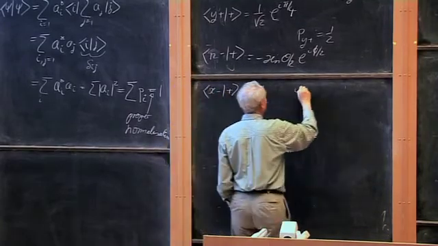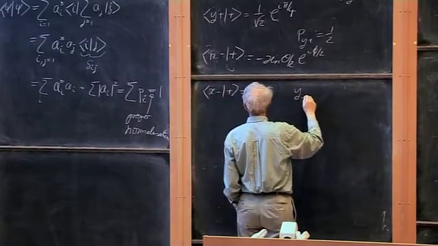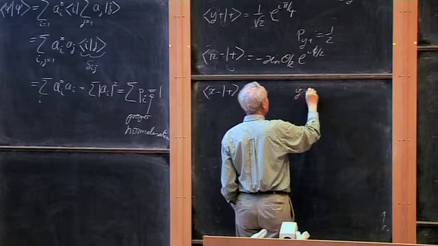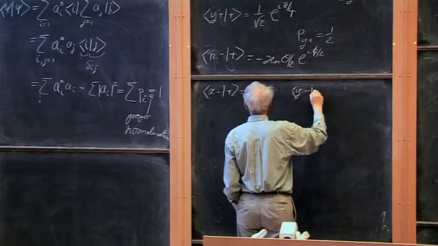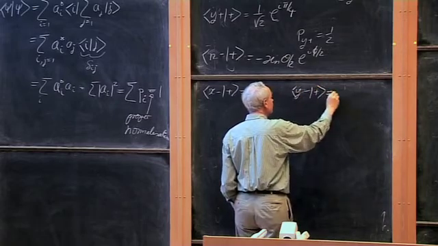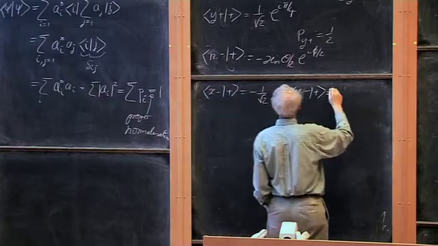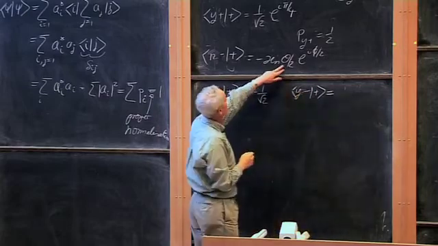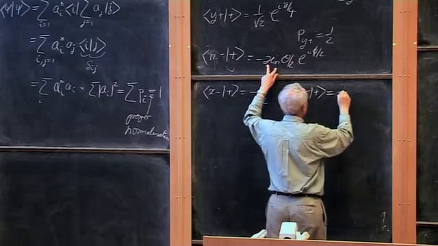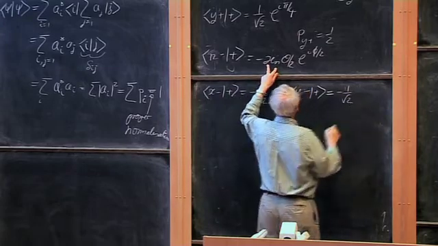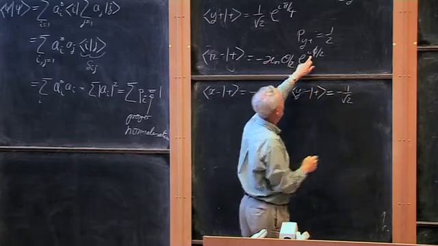And I'm going to have that y minus plus is going to be, so in that case, I'll have a 1 over root 2 here. I'll have minus 1 over root 2. And then here, I'll have an e to the i pi upon 4.